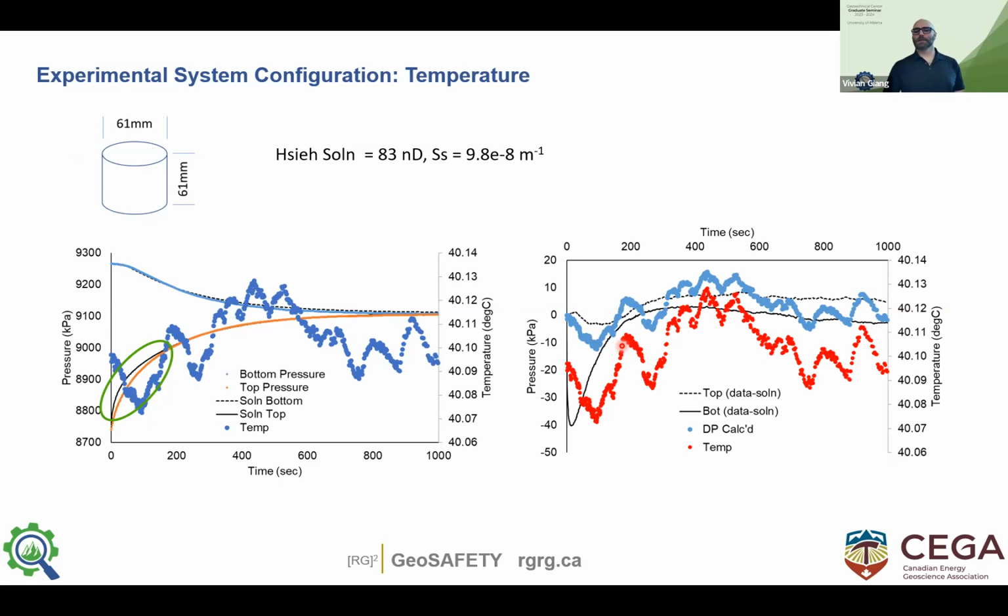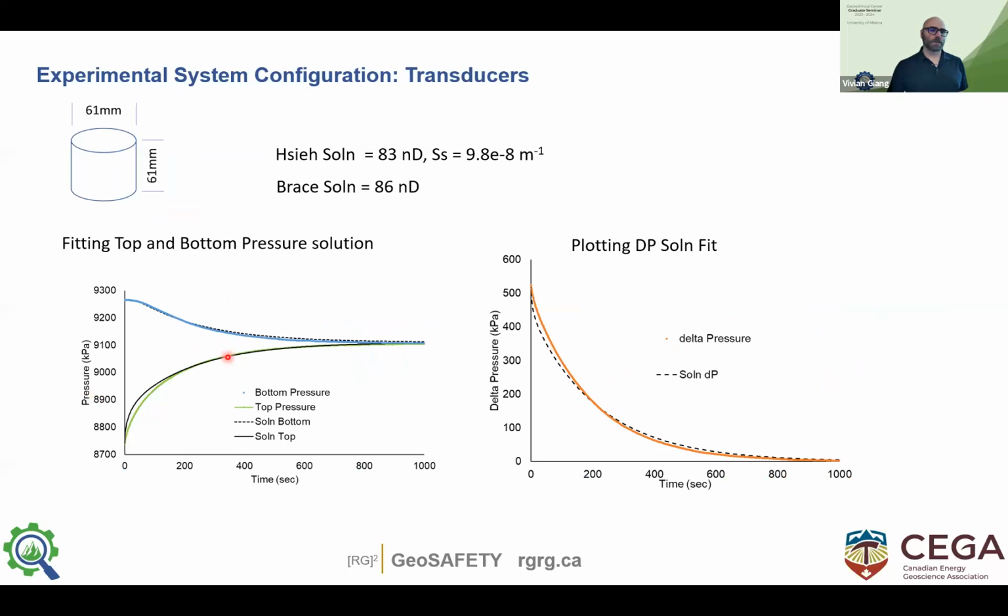Temperature, because this is all about temperature in the laboratory. The Hsieh solution, again, 83 nanodarcy specific storage. Let's look at just this misfit down here. Just this misfit.